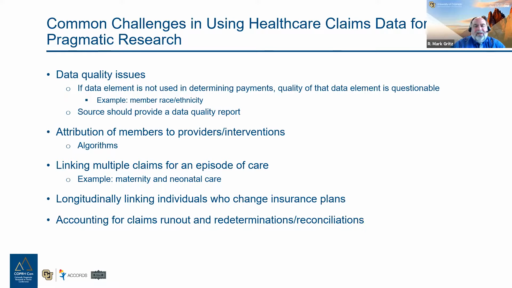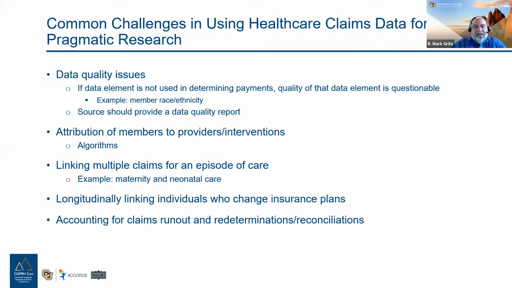Some challenges, data quality. For example, I mentioned if it's not used for payments, it has some quality issues. So member race and ethnicity is a perfect example that are low quality in most claims data. Attributing members to providers is also a common challenge. Linking multiple claims for an episode of care, and then longitudinally linking individuals who change insurance plans is also a common challenge. As I mentioned, you do need to account for claims run out. That's how long it takes for a claim to get paid and fully reconciled.